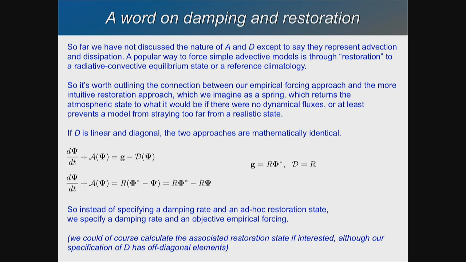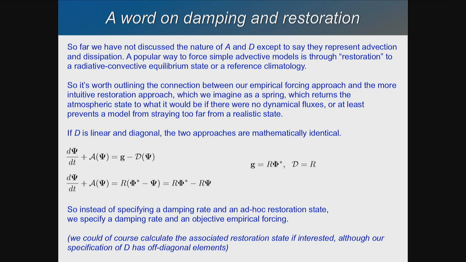Okay, a word on John's question, about damping and restoration. There is the Held-Suarez approach, where you have a standard radiative convective equilibrium state and you relax towards it, and that's a way of forcing a GCM. In what way is my approach equivalent to that?